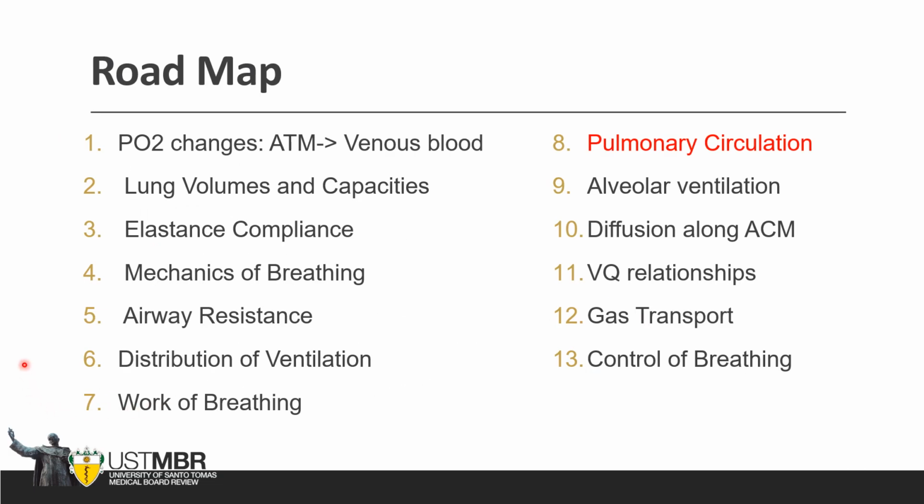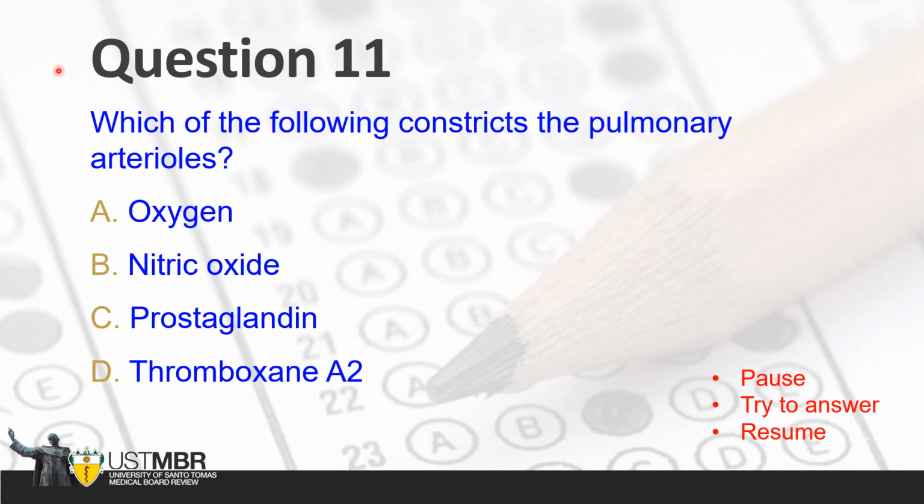So we move on to the next topic, which is pulmonary circulation. Question number 11 reads, which of the following constrict the pulmonary arterioles? A. Oxygen, B. Nitric oxide, C. Prostaglandin, and D. Thromboxane A2. Again, I'd like you to pause, try to answer, and then resume.